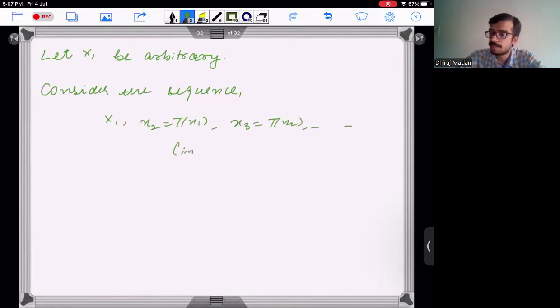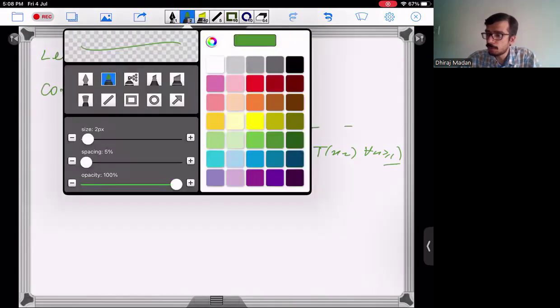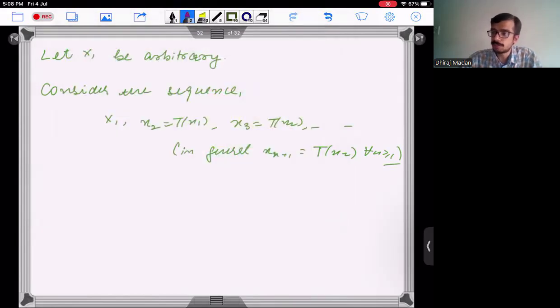So in general, x_{n+1} is T of x_n for all n. So we start with this particular sequence. Let's look at this particular sequence. Now our claim is that this is a Cauchy sequence. So as an interlude, I'll just give you some more prerequisites which we need about this theorem.